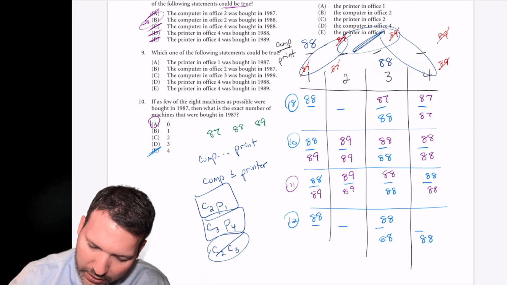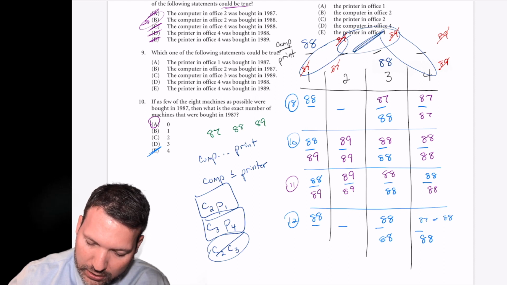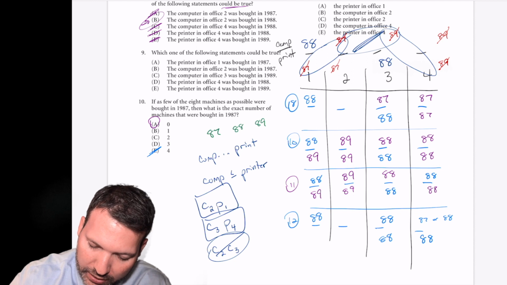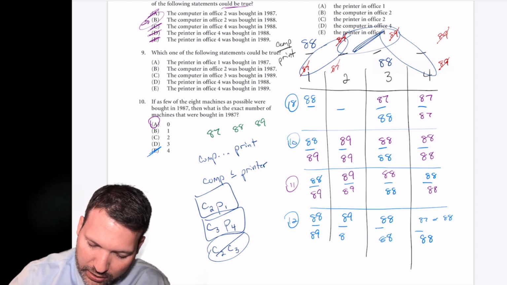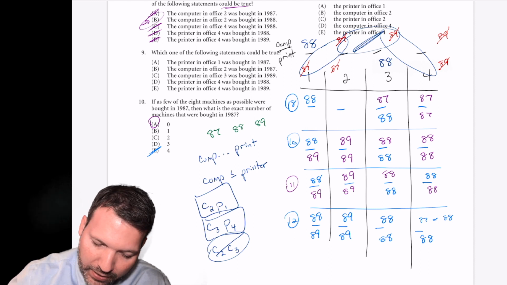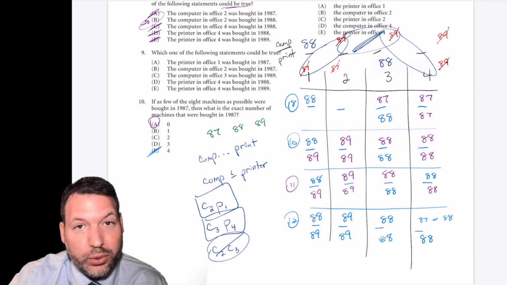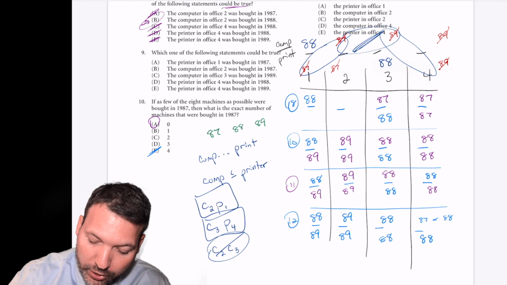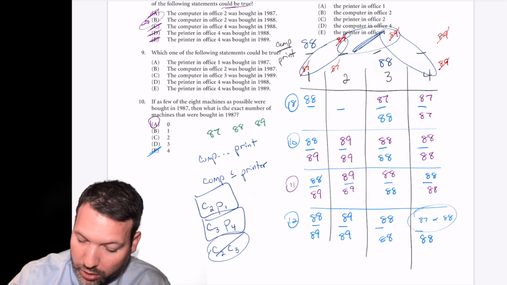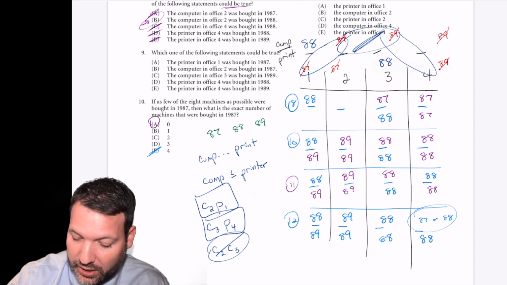Then that's 88. Oh, not quite. So this one ends up being 87 or 88, because last time we knew for sure that that was 88. This time we don't. Of course, this does still have to be 89. This still has to be 89. That still has to be 89. And again, the idea is we know it can't be 87, and we know it can't be 88 because it can't ever match the computer of Office 3. All right, so very similar to the previous two questions, but we do have this possibility here. The computer of Office 4 could be bought in 87 or 88.